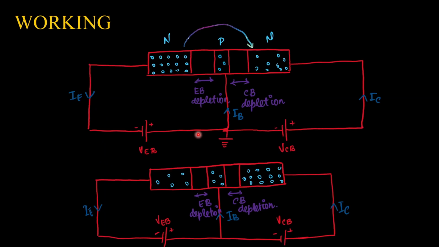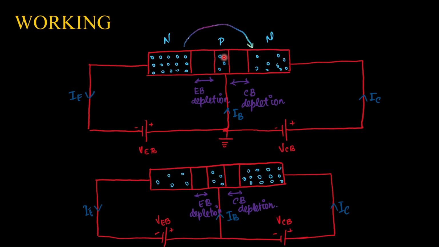Now coming to the working of an NPN transistor. This diagram shows the NPN transistor working in the active mode. Active mode means the emitter-base junction is forward biased and the collector-base junction is reverse biased. Here the electrons are injected from the emitter to the base.